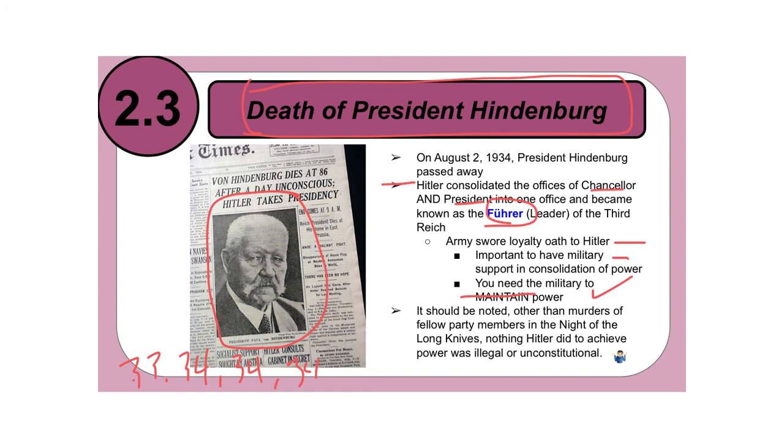And it should be noted, though, other than murders of fellow party members and the Night of the Long Knives, nothing Hitler did to achieve power was illegal or unconstitutional. That's me. That's literally me going, huh? Exactly. This is one thing that most people seem to forget and not realize about Adolf Hitler. Adolf Hitler came to power absolutely legally. Okay, everything he did was legal. I mean, the Reichstag gave him the Enabling Act. He ran, his party won, he created a coalition. That coalition gave him the Enabling Act. He was able to do all of these things. So other than just the murder of people in his party, everything else he's done is completely legal according to German law at the time.